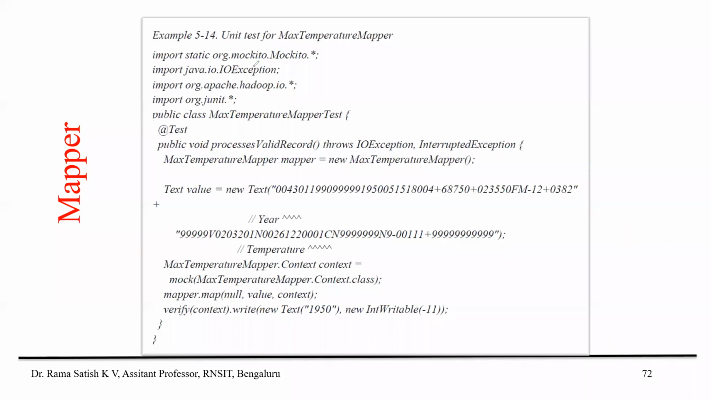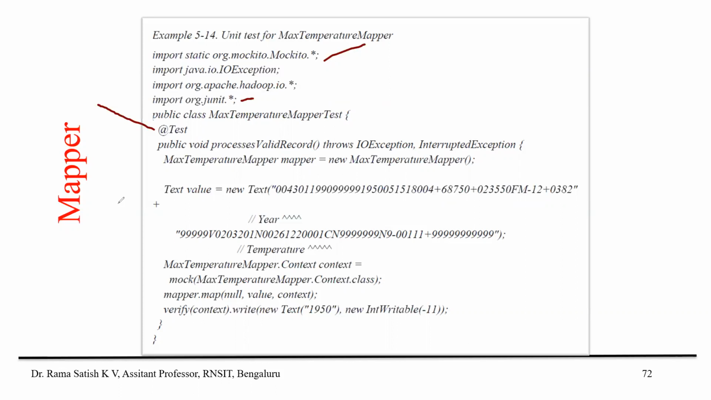So we'll import static org.mockito.Mockito.*, and JUnit, which is mainly used for Java unit testing. So that is being imported, and of course we write the @Test annotation here, so that we give the information to the Java compiler that we are doing the testing. And of course, the rest of the things are being run.